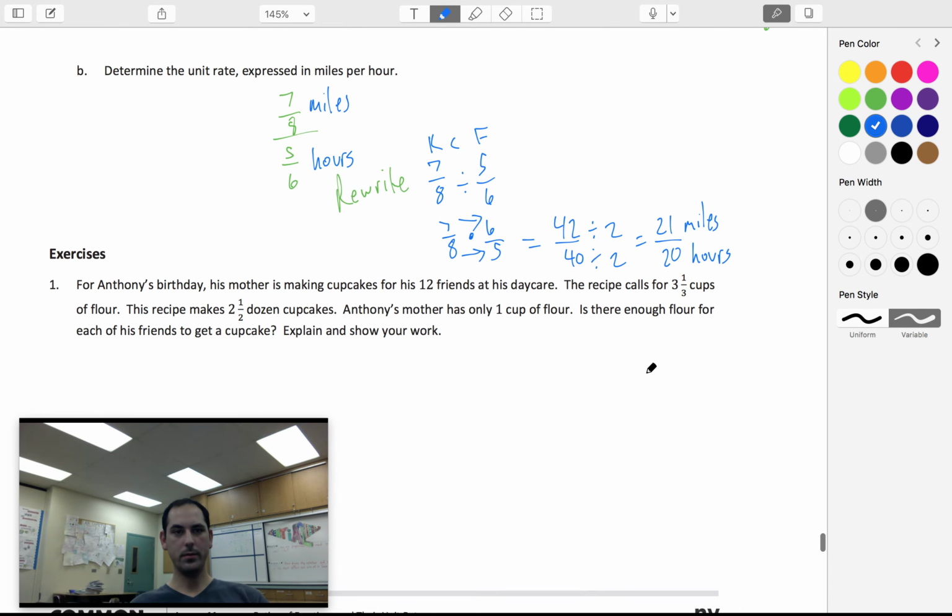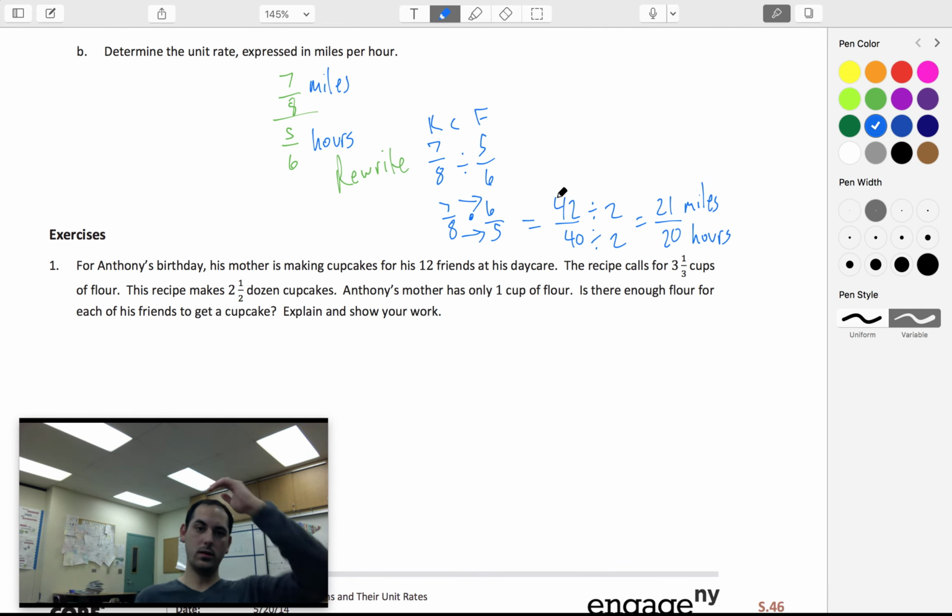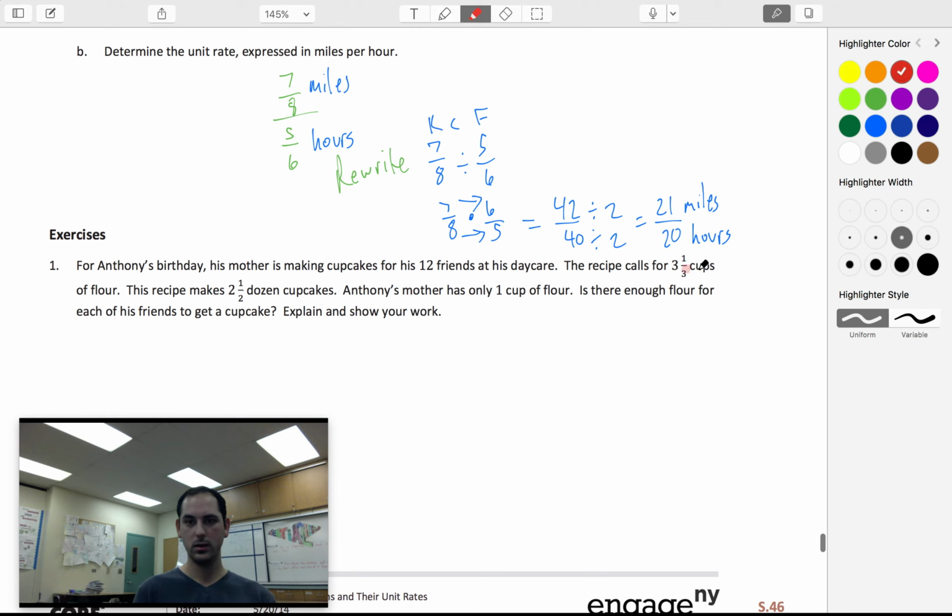Okay, look at number 1. Make sure you have everything copied. For Anthony's birthday, his mother is making cupcakes for his 12 friends at his daycare. The recipe calls for 3 1/3 cups of flour. Okay, let's highlight that. 3 1/3 cups of flour. This recipe makes 2 1/2 dozen cupcakes. Anthony's mother has only 1 cup of flour. Is there enough flour for each of his friends to get a cupcake? Explain and show your work.